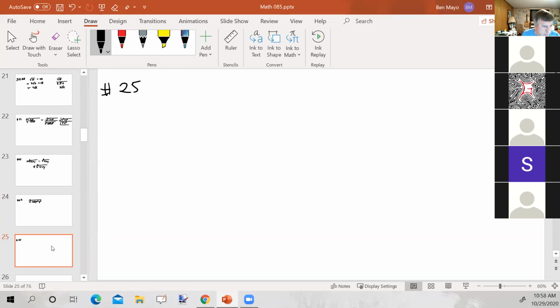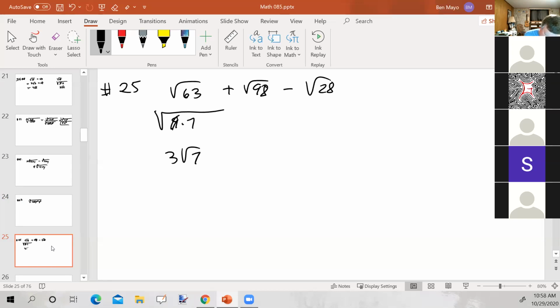And the person that asked for it, if you want it, still email me and I'll be happy to do it just for you. 25, we've got the square root of 63 plus the square root of 98 minus the square root of 28, simplified by combining like radicals. All right, let's see here. 63 is 9 times 7. The square root of 9 is 3, so we get 3 square roots of 7.